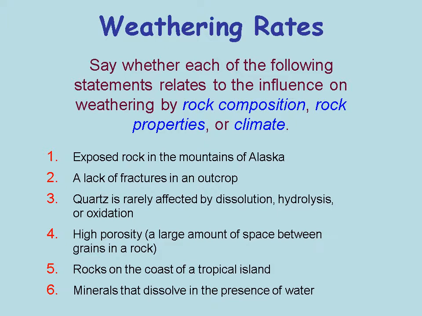High porosity, a large amount of space between the rocks and the grain, that's a rock property, and high porosity would mean that water can get in there and therefore would increase weathering rates. Number 5, rocks on the coast of a tropical island. Well, tropical islands have a warm climate, and also there's lots of water action along the coast, and so that would be climate. And then minerals that dissolve in the presence of water, well, that's the composition of the rock, so that would be something related to the composition there.